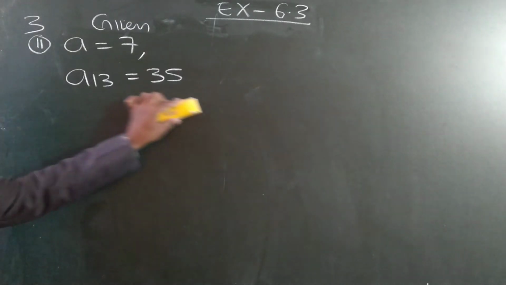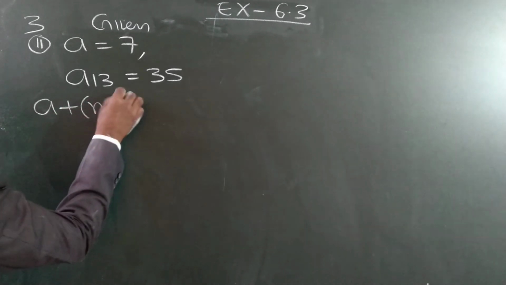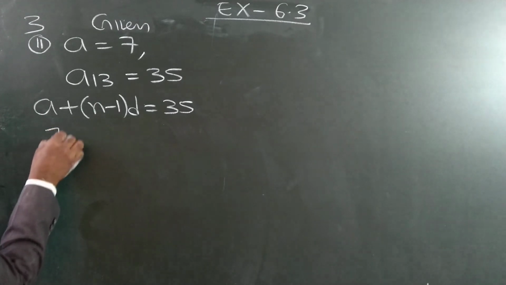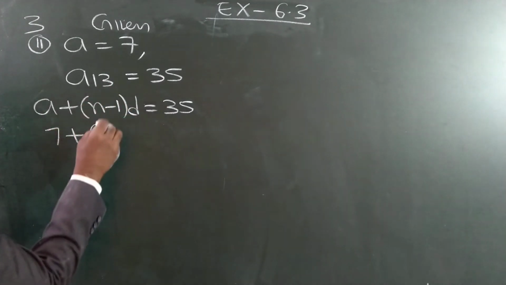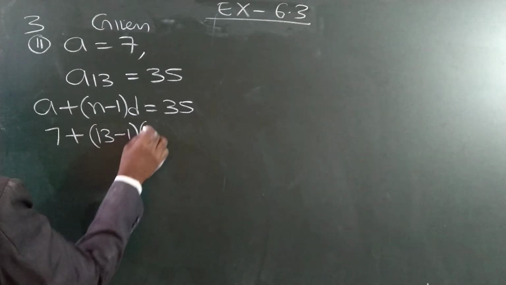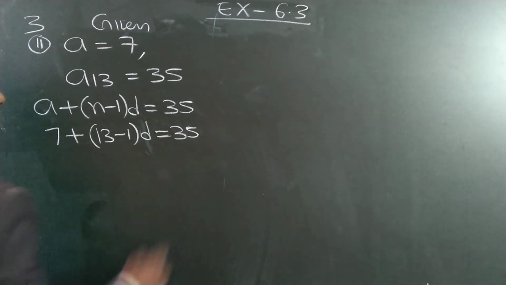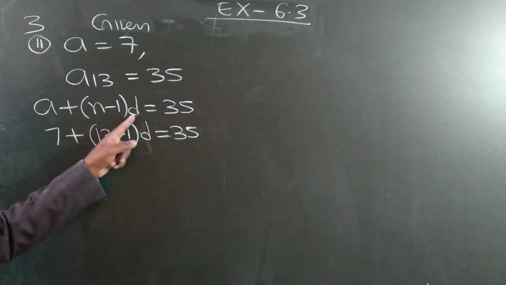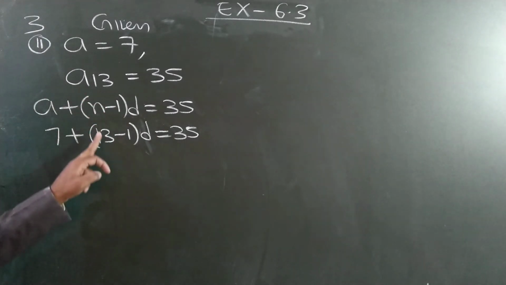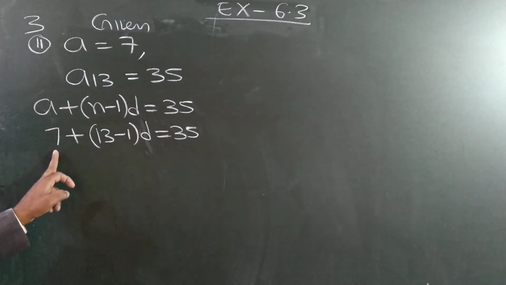Otherwise I will write the full formula. What is the formula for the 13th term, the nth term? a plus (n minus 1) into d. a is 7, n is 13, and d we don't know; d we have to find. See here, a plus (n minus 1) into d is the formula for the nth term. So n is 13: 13 minus 1 into d is equal to 35. a is also known, 7.